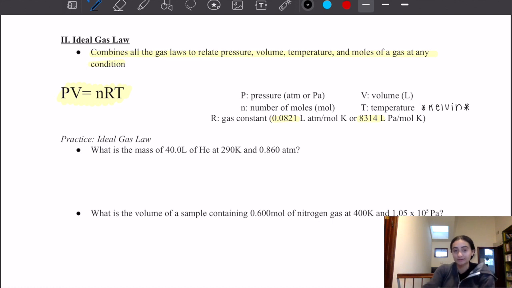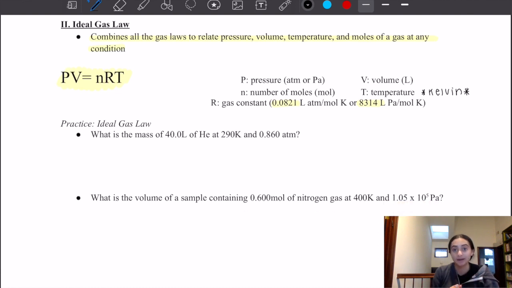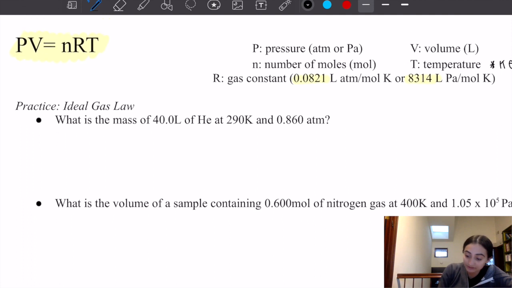So now we're going to do a practice. You use the ideal gas law when you are involving moles and pressure and volume and temperature with non-STP conditions. If you are involving moles of a gas at STP, you are going to use Avogadro's law. Non-STP, use the ideal gas law. Just relating pressure and volume and temperature, you're going to use Boyle's law, Charles's law, Gay-Lussac's law, and the combined gas law. So let's do some examples.